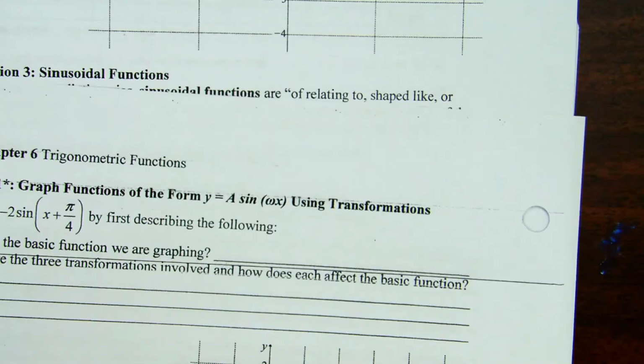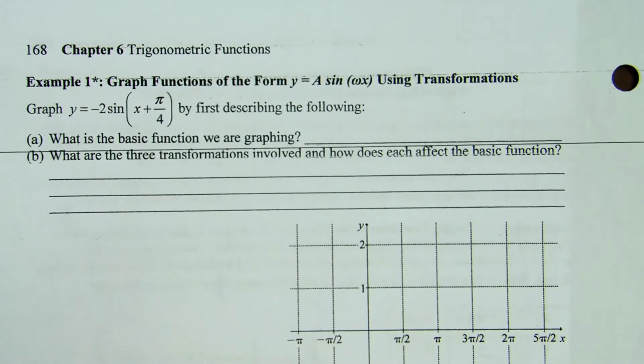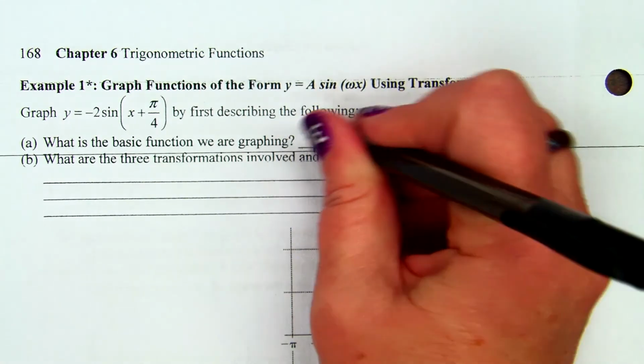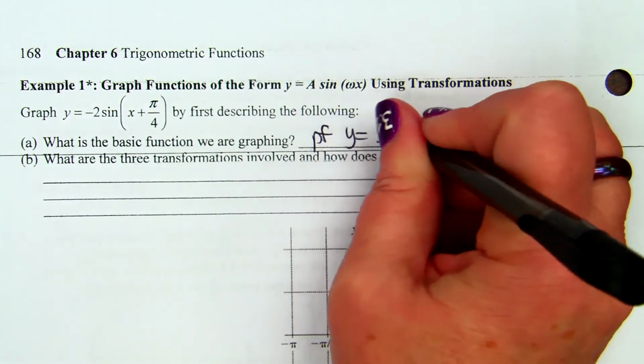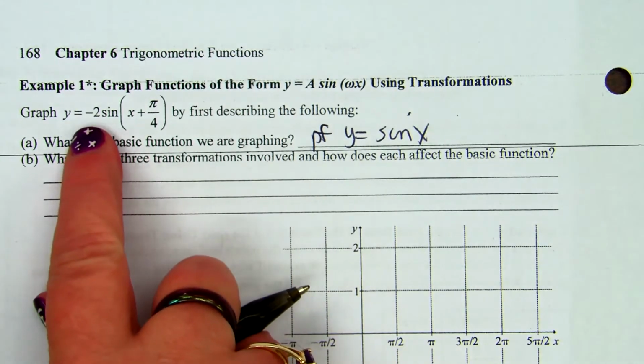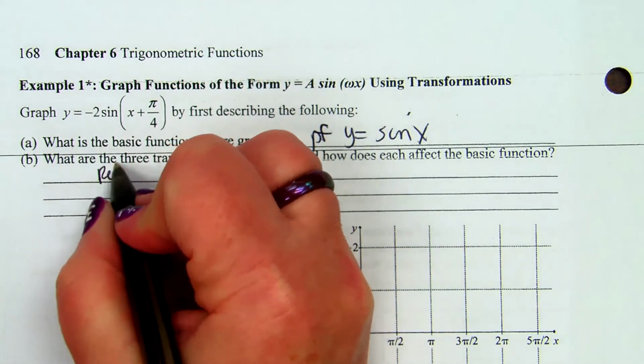So we're going to graph this one with transformations. What is the basic function? The parent function is y equals sine x. What are the 3 transformations? Who can tell me what the negative does? Think about what the negative does. It reflects what?